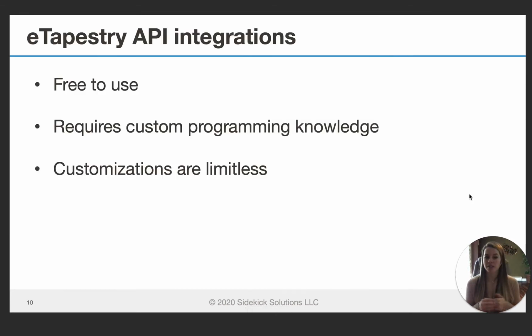eTapestry's API is completely free to use, but as I mentioned, this typically is a block of code that is accessed by a developer, so someone with technical programming knowledge. So often this would require your organization to engage with a developer or someone who is familiar with working with APIs and integrating different platforms. But with the API, customizations are limitless. It essentially makes eTapestry extensible. You can connect eTapestry to almost any other application the organization is using, provided that other application has an API as well. So it really makes it an extensible platform.